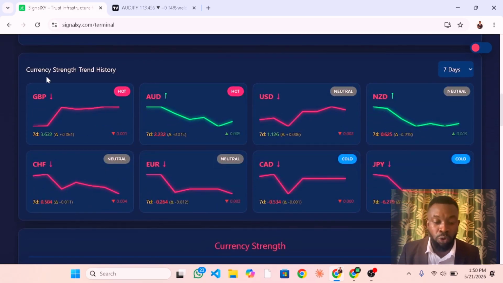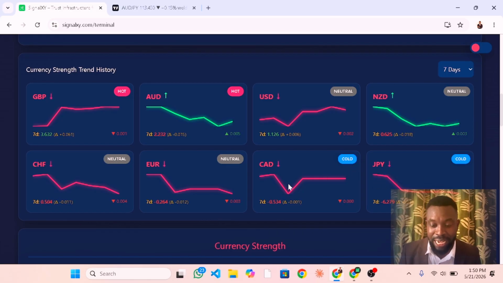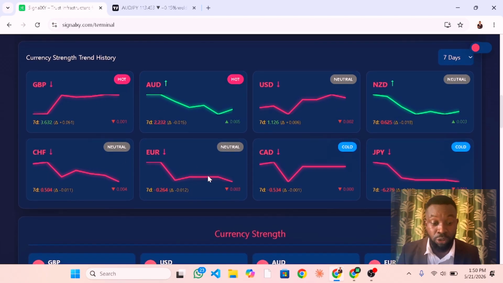Then if you come here, you look at the currency strength trend, you will see that for the past 7 days the pound pushed a little, then began to flatten. Then you are seeing the Australian dollar acquiring some strength. The US dollar is also doing fine, and the New Zealand dollar. For the past few days, the Japanese yen has been cold and the Canadian dollar has been cold, while the Swiss franc and the euro have been neutral.